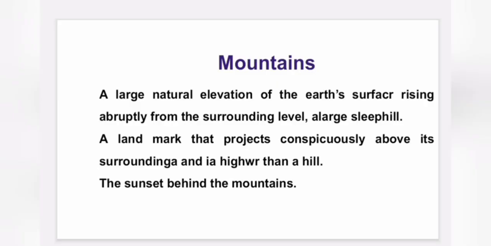Today we are going to discuss the topic of mountains and types of mountains. Mountains: a large natural elevation of the Earth's surface rising abruptly from the surrounding level, a large steep hill, a landmass that projects conspicuously above its surroundings and is higher than a hill, the sunset behind the mountains.